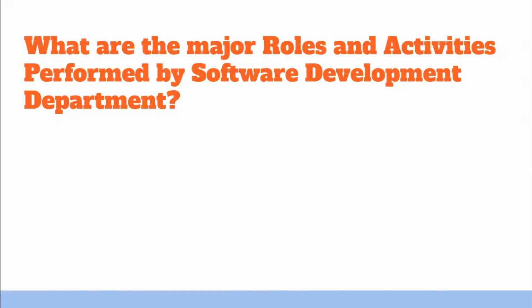Software development is not possible without following the software development life cycle. So there are phases like requirement gathering, then analyzing the requirements, then designing, then writing the code, and then testing it and then deploying it. Software testing is also a part of software development, because any product cannot be delivered or deployed in the market without testing it. So software development is incomplete without software testing. Every phase has its individual tasks, and these are the major roles and activities performed by the software development department.